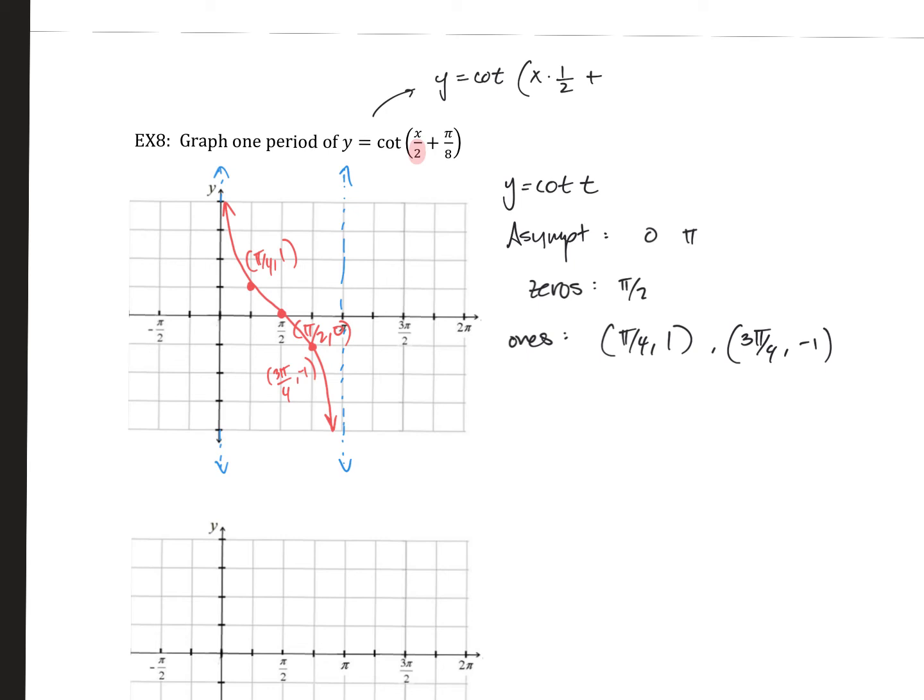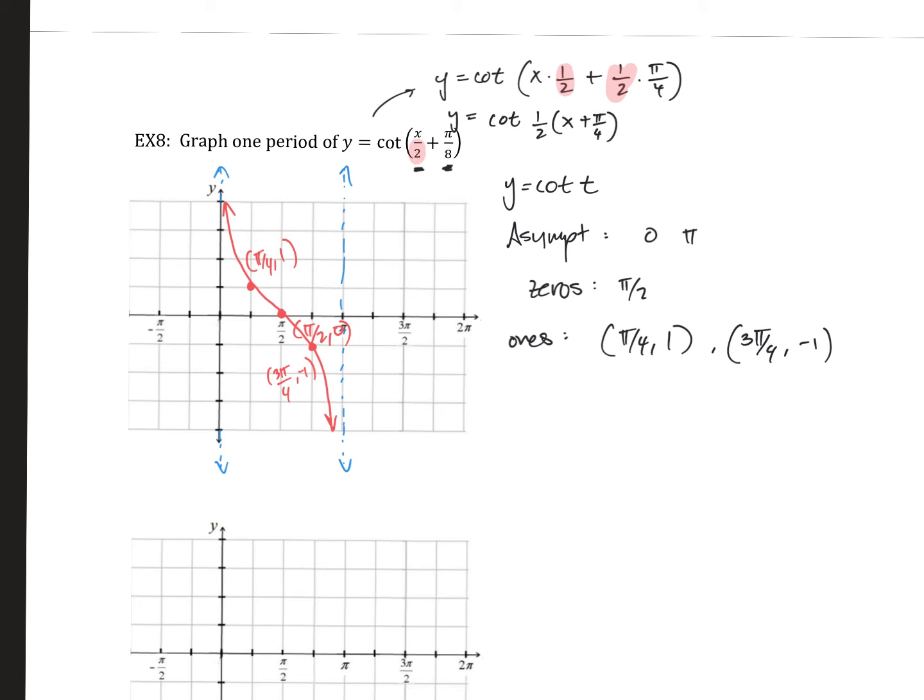Now, because this is a binomial, we need to factor out the same number from both the x divided by 2 and the pi divided by 8. So 8 is 2 times 4. So this will be a half times pi over 4. Now we can factor out that half because both of the terms have it. So factoring that out, we have that y equals cotangent of half x plus pi over 4.